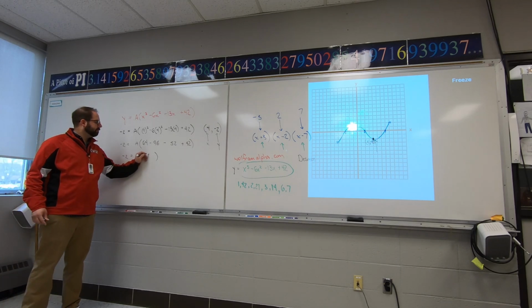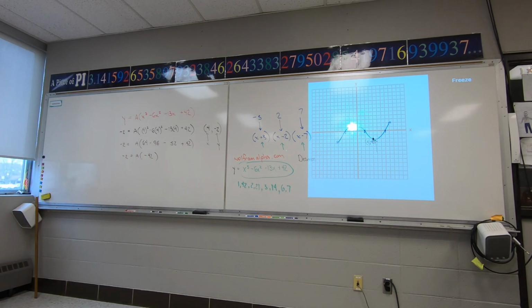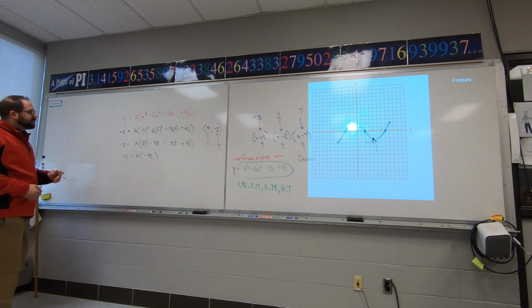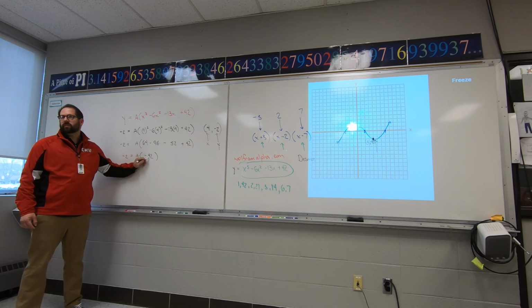Negative 42. -42, is that right? Yep, makes sense to me. That's about right. Okay, now the last step: I need to solve for a. This number, the -42, is being multiplied on a. So how do I get rid of the 42? Divide it. We're going to divide it over.